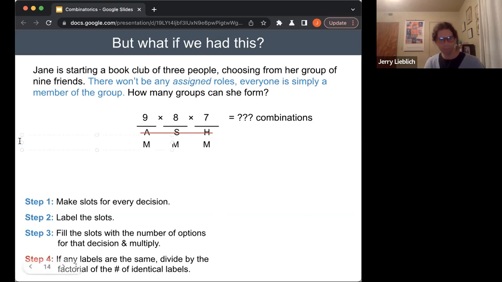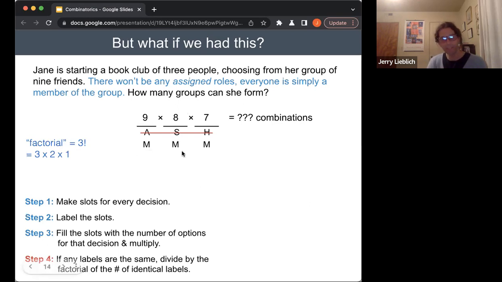And just so you know what that looks like, factorial is notated by an exclamation point. So like 3 factorial, and that's equal to 3 times 2 times 1. 4 factorial would be 4 times 3 times 2 times 1, etc. You're just counting down, multiplying.